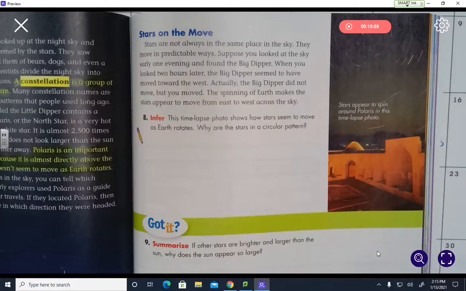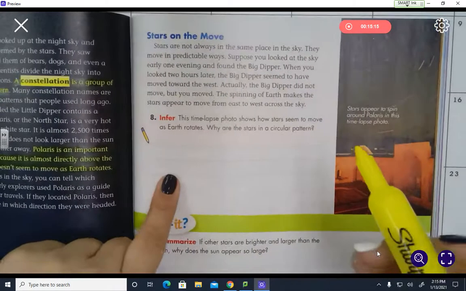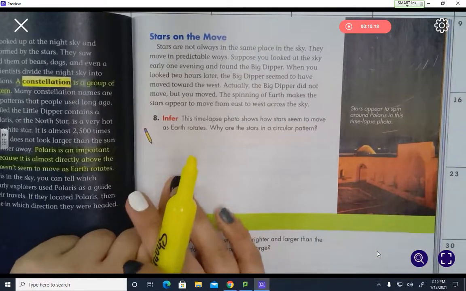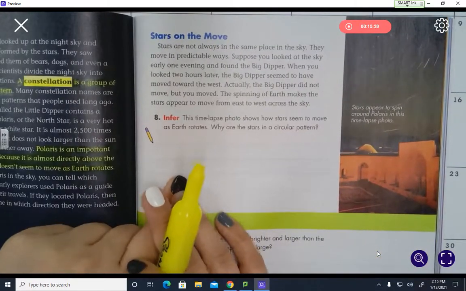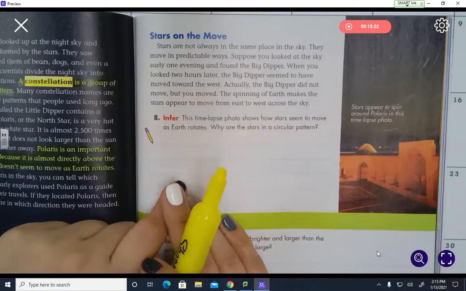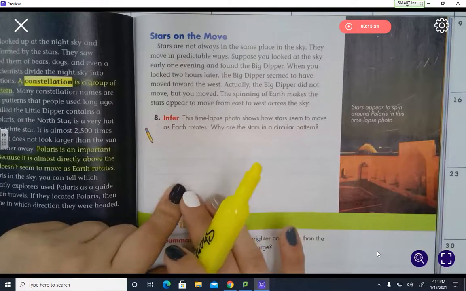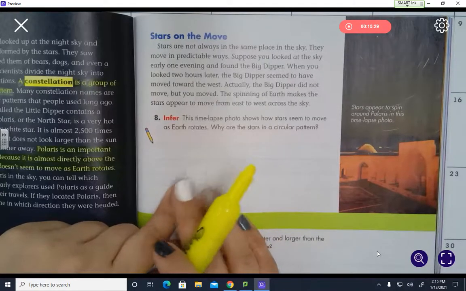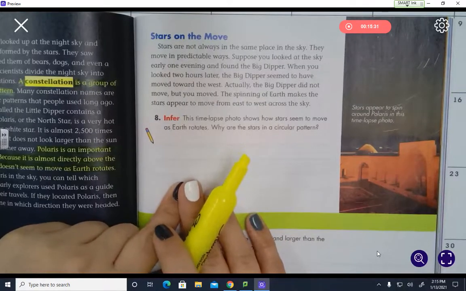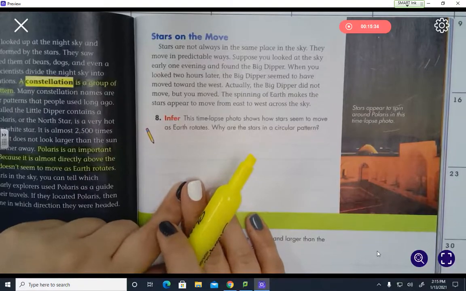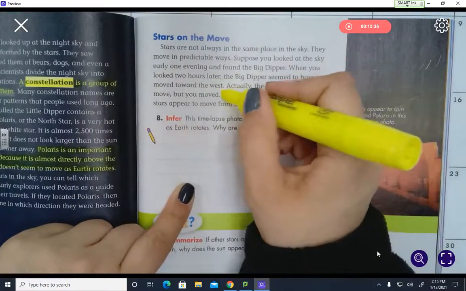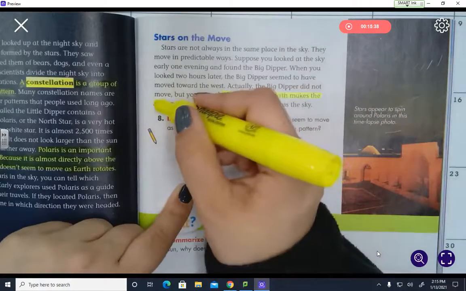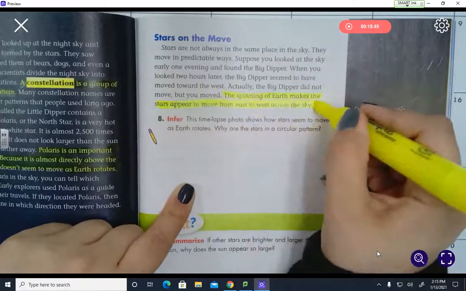Stars on the move. Stars are not always in the same place in the sky. They move in particular ways. Suppose you looked at the sky early one evening and found the Big Dipper. When you looked 2 hours later, the Big Dipper seemed to have moved towards west. Actually, the Big Dipper did not move, but you moved. The spinning of Earth makes the stars appear to move from east to west across the sky. Highlight that.